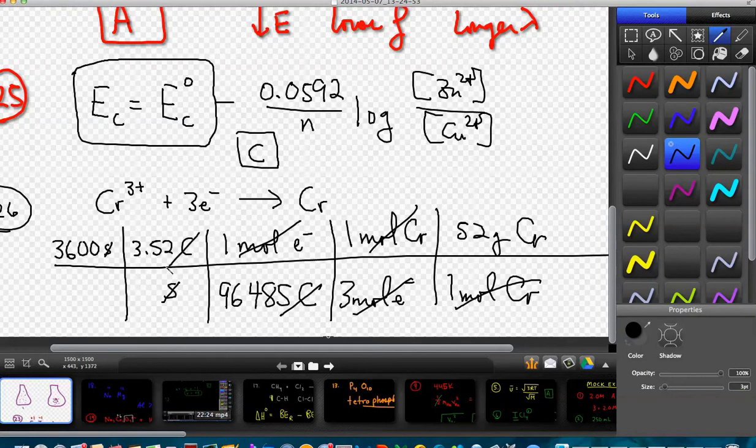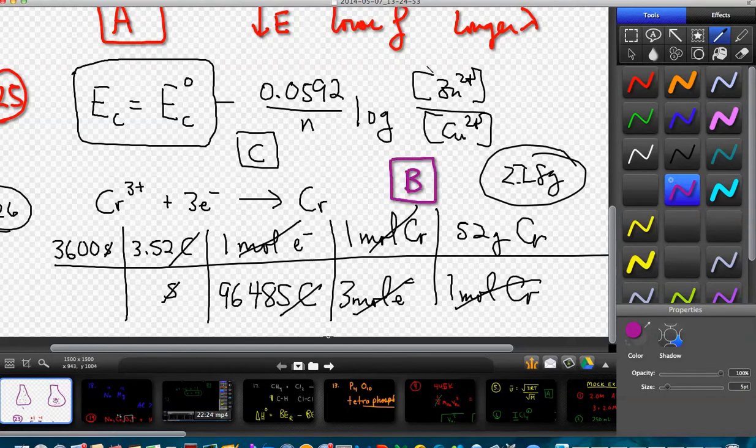And it's off to the plug and chug game on the calculator. So 3,600 times 3.52 times 52 divided by 3 divided by 96,485. I get an answer of 2.28 grams of chromium, which corresponds to choice B. So number 26, the best answer is B.